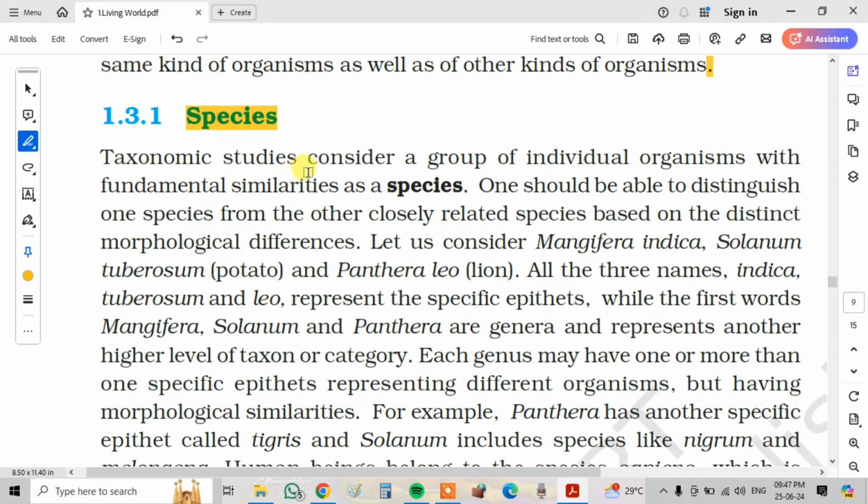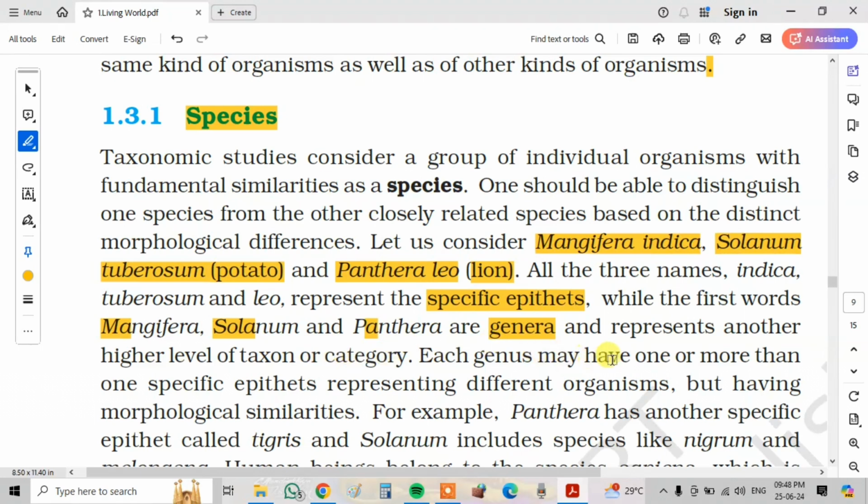Taxonomic studies consider a group of individual organisms with fundamental similarities as a species. One should be able to distinguish one species from other closely related species based on distinct morphological differences. Let us consider Mangifera indica, Solanum tuberosum (potato), Panthera leo (lion). All three names, indica, tuberosum and leo, represent the specific epithets, while the first words Mangifera, Solanum and Panthera are the genera and represent another higher level of taxon or category.